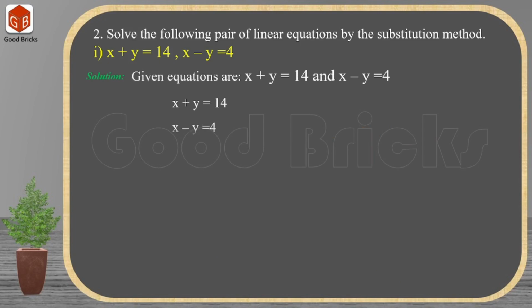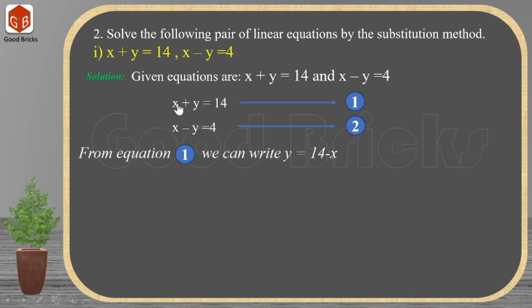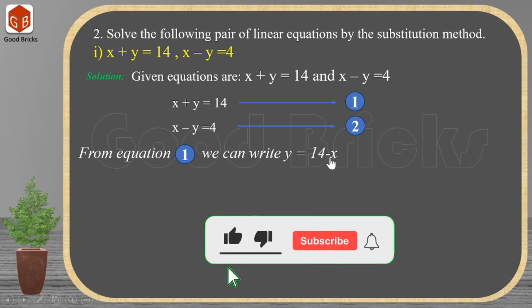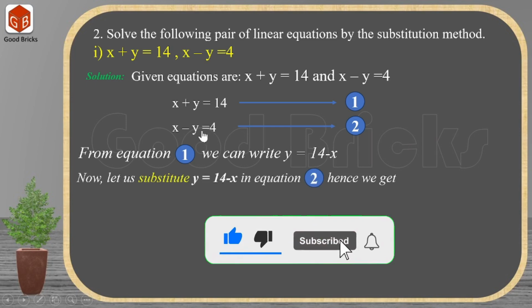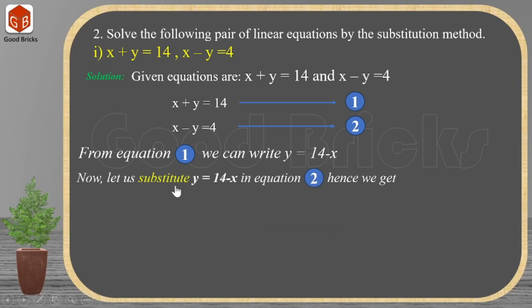See here on the screen we have two equations. This is equation 1 and this is equation 2. Now from equation 1, when you transpose this x towards the right side, we can write y is equal to 14 minus x. Now the important step in this substitution method is this y is equal to 14 minus x we are going to substitute in equation 2. So that is the reason we call it the substitution method.